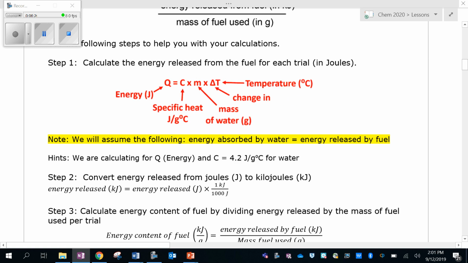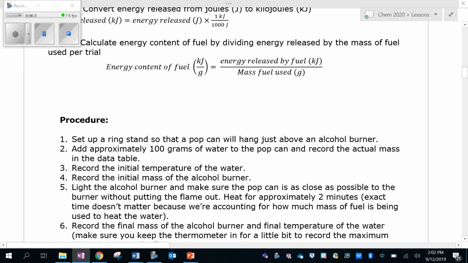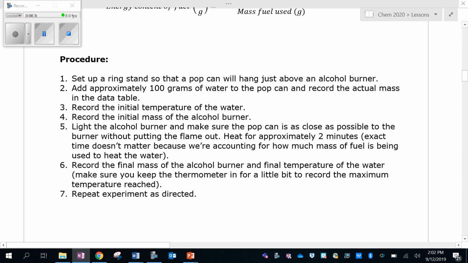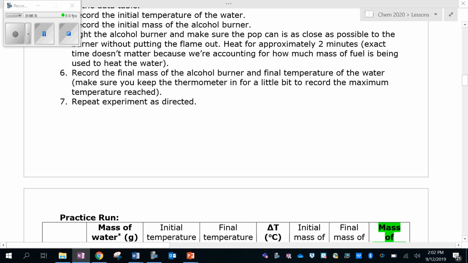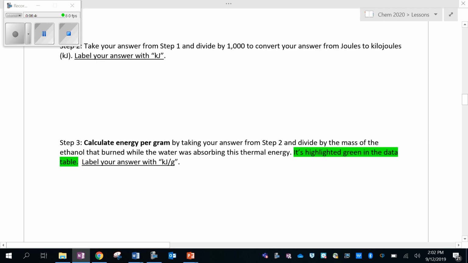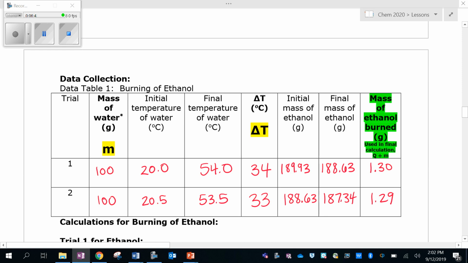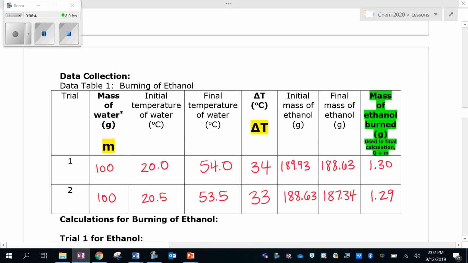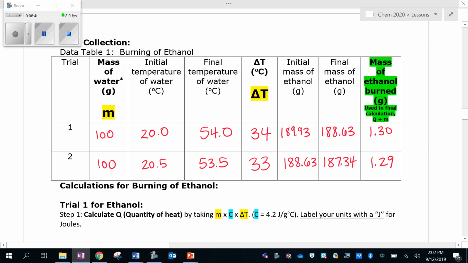I'm going to skip over the calculations for right now because we're going to get to that. It's a good idea to pause and read through those, as well as read through the procedure steps so you're a little more familiar. And let's skip over the practice run. That was an in-class activity. This is what is important for you, especially if you were absent. This is some sample data that you can copy down and use for your lab.